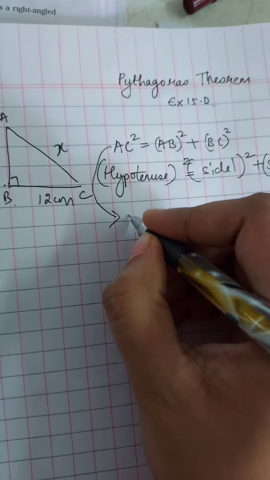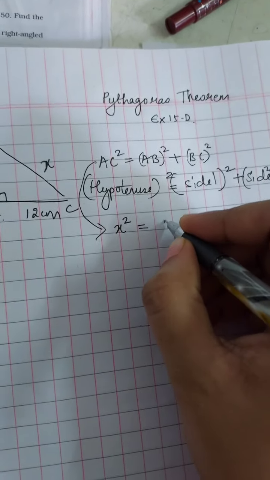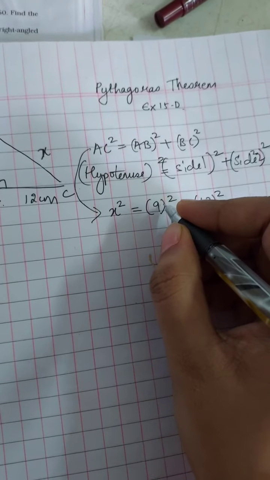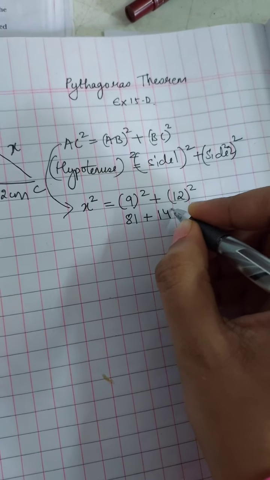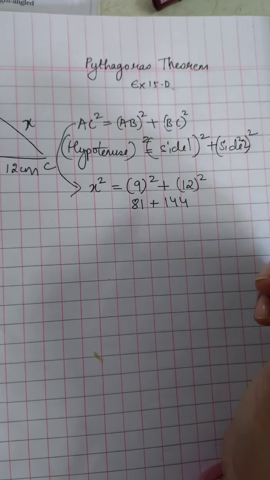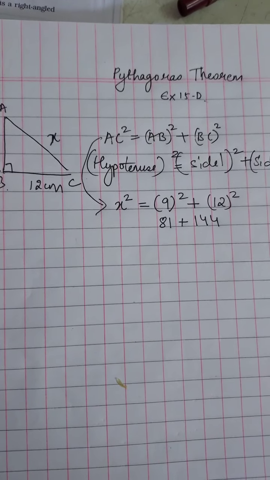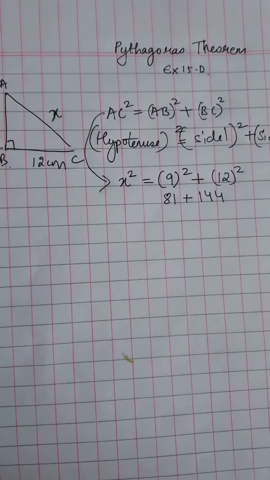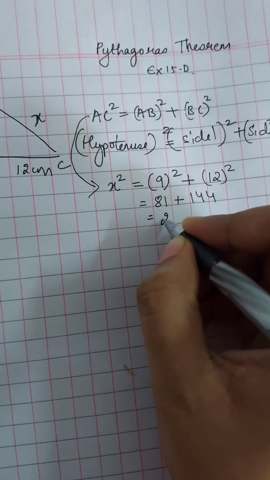AC we have to find, we know that it is x, so it will become x square. AB is how much? It is 9. And BC is how much? It is 12. 9 into 9 will give you 81. 12 into 12 will give you 144. I told you in my previous video to learn the squares of numbers 2 to 30. It will make your work easy and help you to have quick answers. Is that clear? So on addition we will get the number 225.